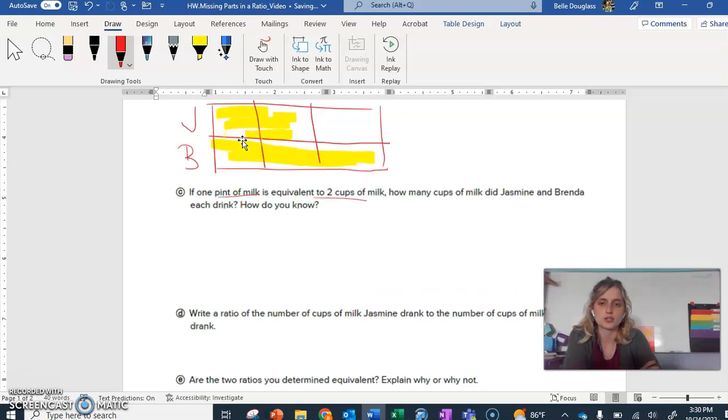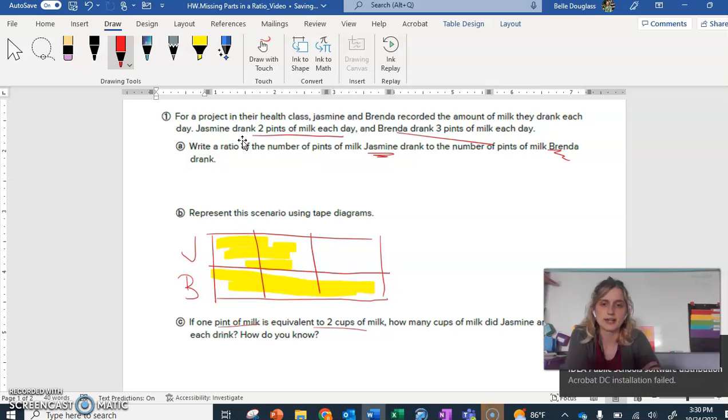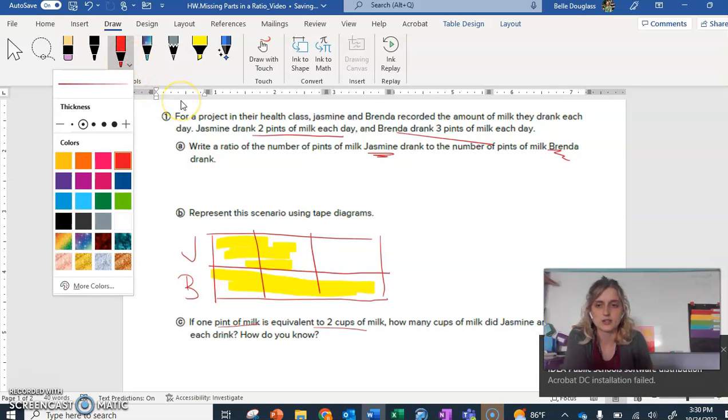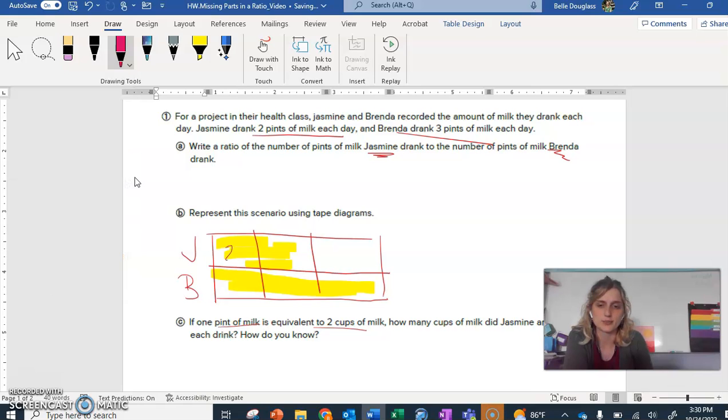So our picture here is pints. So this is then going to be, okay, I'm saying each of these squares, oh look, I'll change my colors. Each of these squares is 1 pint, that's 2 cups, and 2 cups, and 2, and 2, and 2. You tell me in part C how many cups each girl drank.